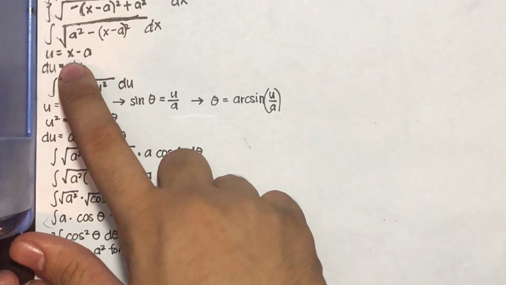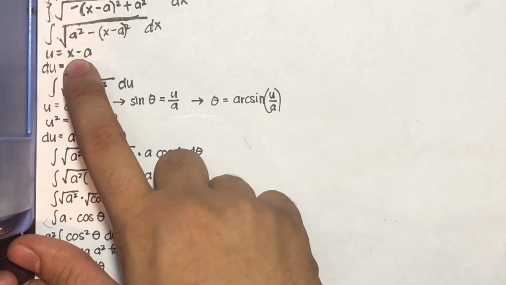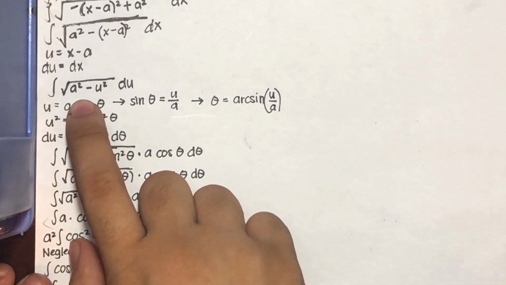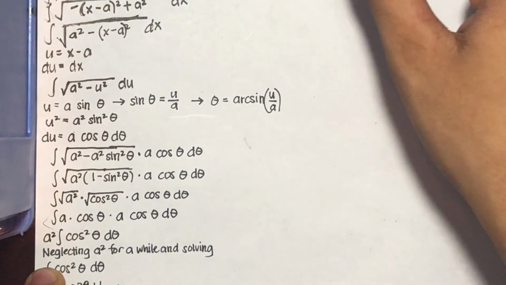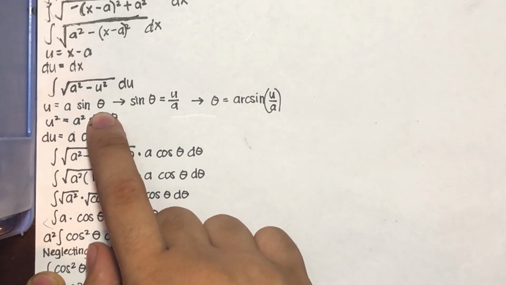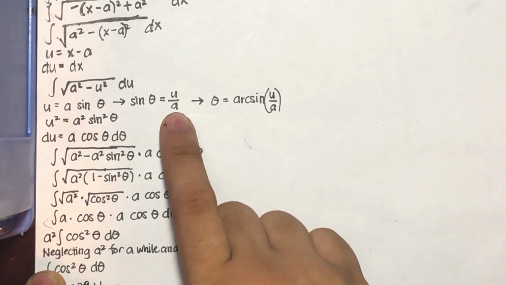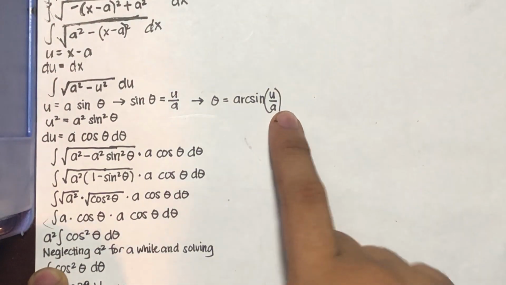So in this case, I designated x minus a as u, and of course du would be just dx. So a squared minus u squared du. So we use this one right here. So u is equal to a sine theta, and sine theta would become u over a, and if we get theta alone, that would be arc sine u over a.